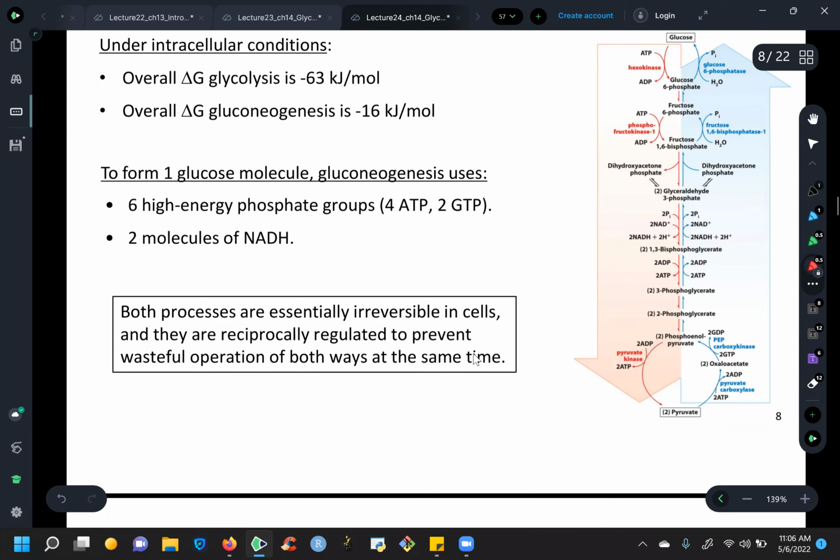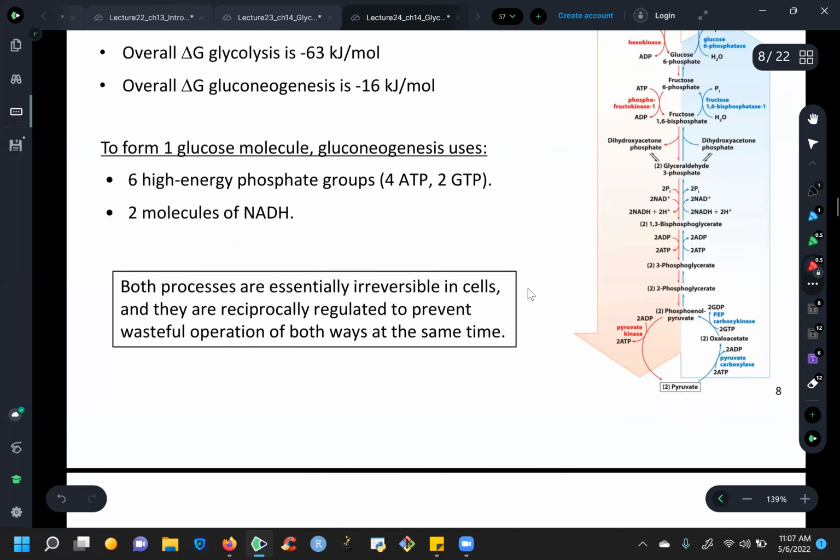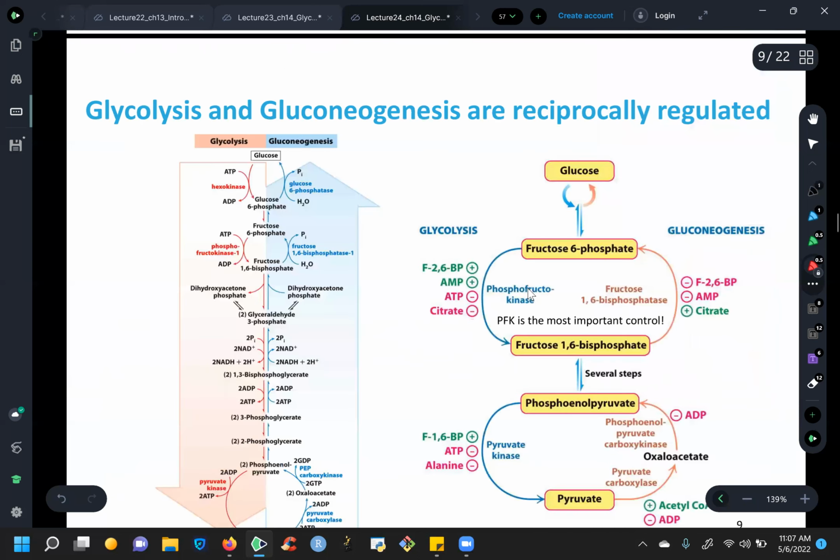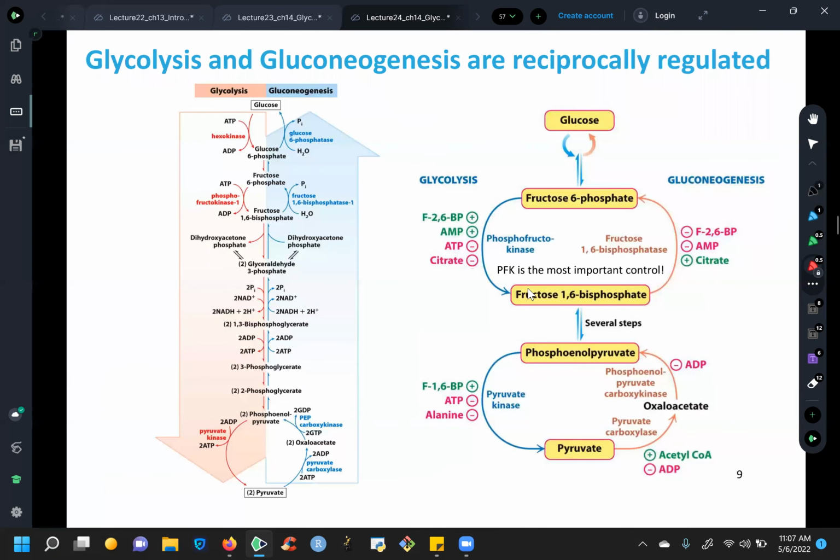Both processes are essentially irreversible in cells, and they are reciprocally regulated to prevent wasteful operation of both at the same time. Reciprocally regulated means that we keep a constant regulation of both at the same time, and there are certain molecules that have opposite effects. They'll promote one pathway while inhibiting the other pathway. You don't want them both working at the same time because that would be wasteful. So glycolysis and gluconeogenesis are reciprocally regulated, and now they're going to talk about that here.